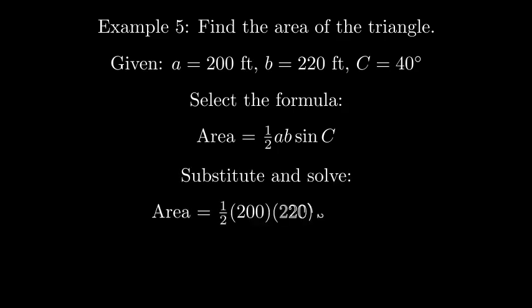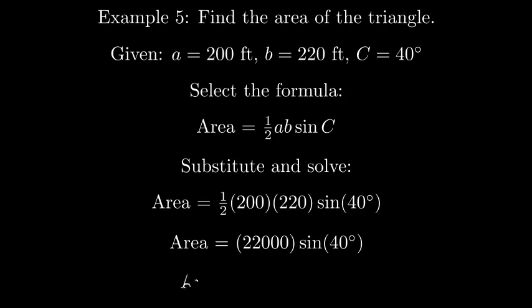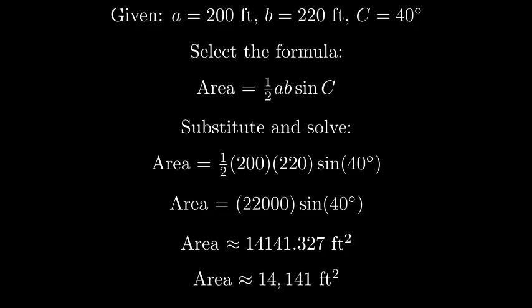Plugging in the numbers, we get 1/2 times 200 times 220, all times the sine of 40 degrees. This simplifies to 22,000 times the sine of 40 degrees. Calculating this gives us approximately 14,141.3 square feet. Rounding to the nearest square unit, the area is 14,141 square feet. Remember to always include the correct units in your final answer, which for area will be square units.